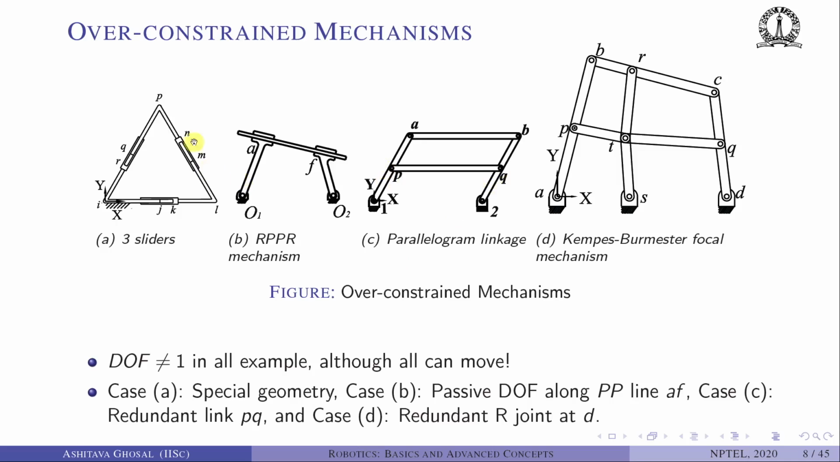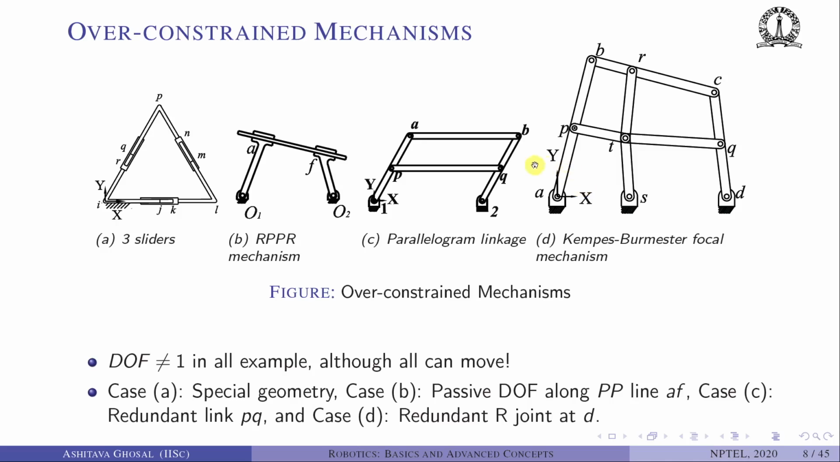Okay, so first one, there is a special geometry. This triangle is exactly an equilateral triangle, and then these lengths are chosen such that all of them always look like an equilateral triangle. This is another very famous mechanism which is called the Kempe-Burmester focal mechanism. So basically, as you can see, there are many links. There is one link, there is another link, there is another link, there are these joints. Okay, and then there is some special geometry of these quadrilaterals.